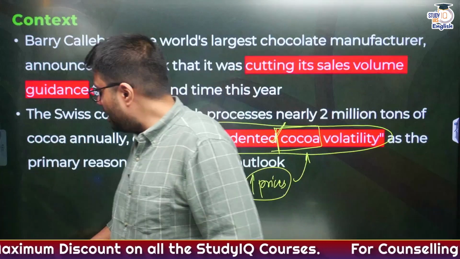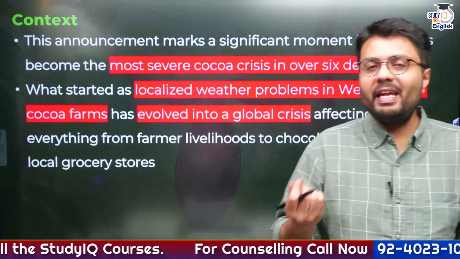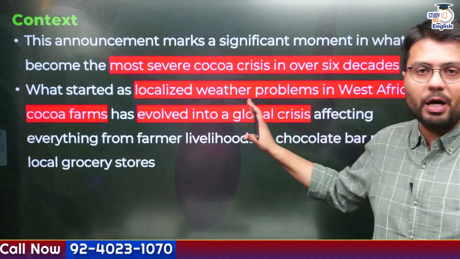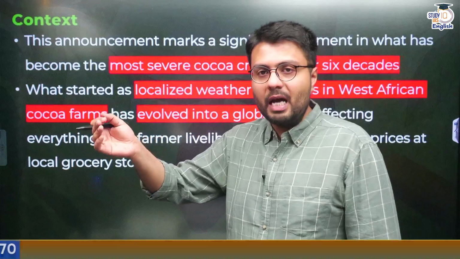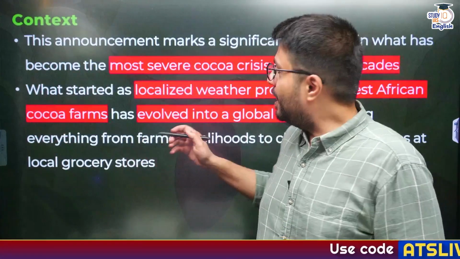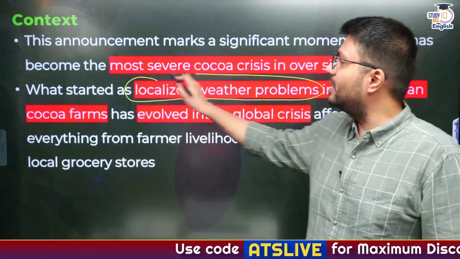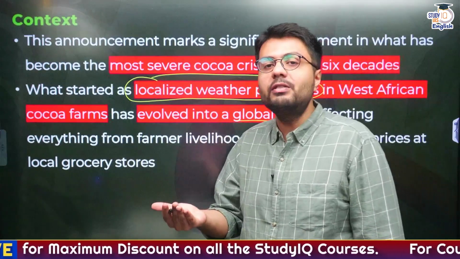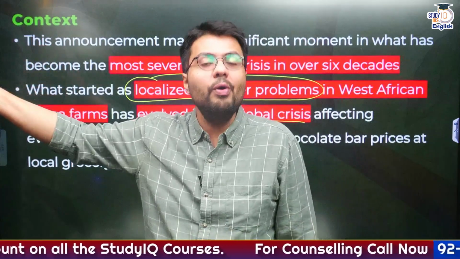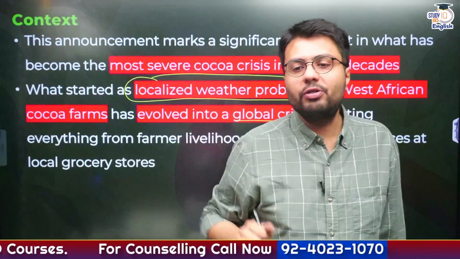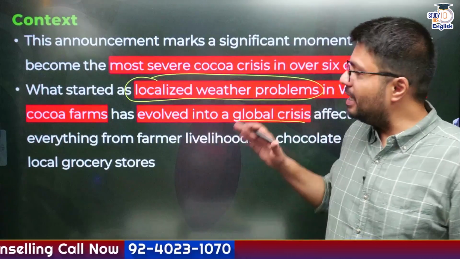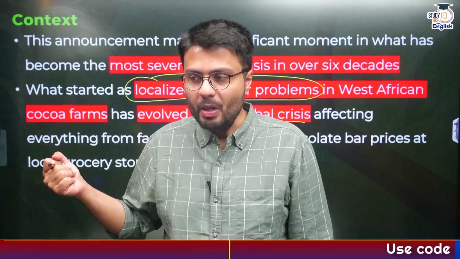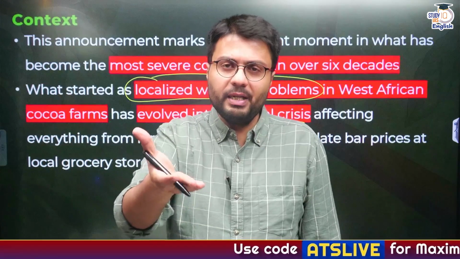Now this comes among the very severe crises that the world of cocoa production is facing, primarily the countries located in the western part of Africa, because these Western African countries are the largest producers of cocoa. Now, because of localized weather problems that these countries are facing, it has evolved into a situation of global crisis where the production of cocoa has suffered and ultimately it has affected the prices of cocoa and chocolates worldwide, and India remains no different. So this is why we are going to understand the problems associated with the production of cocoa and ultimately the prices of chocolate.